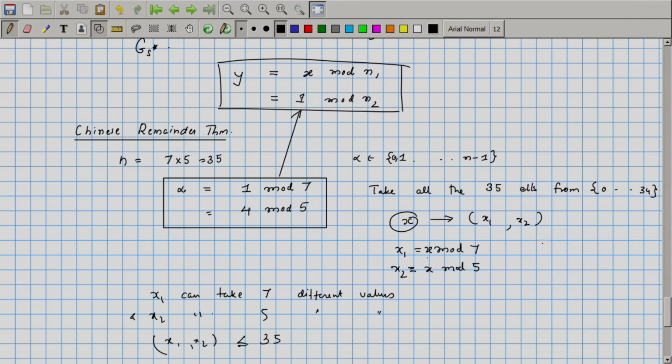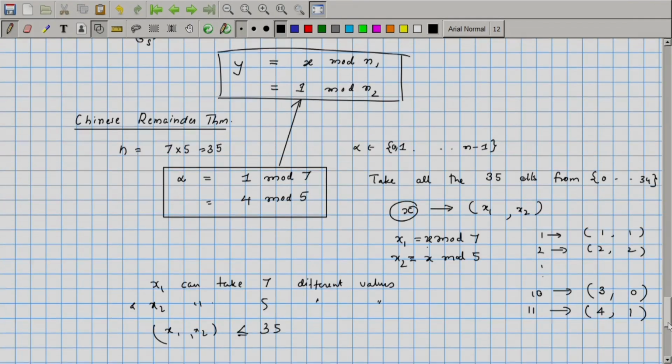So, for every number, we are doing this for all x ranging from 0 to 34, we convert them into a pair. So, for example, if we had taken 1, that maps to (1, 1), 2 maps to (2, 2), 10 maps to (3, 0) and 11 would have mapped to (4, 1) and so on. Okay. So, we are looking at the total numbers of the kind x comma y or x1 comma x2 that can appear. Maybe we can say that it is no more than 35, but do all the 35 numbers appear?